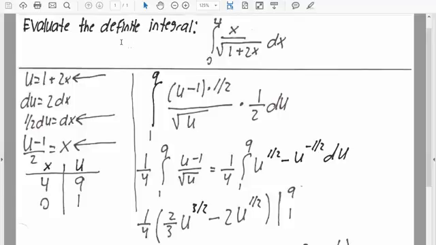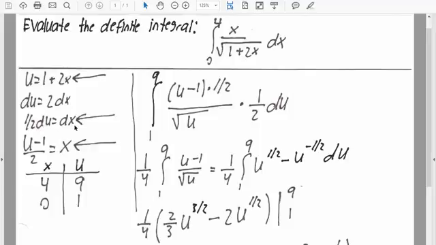Okay, in this question, we want to evaluate the definite integral. We have x divided by the square root of 1 plus 2x. We will use u-substitution, so we'll say u is equal to 1 plus 2x. The derivative of this would be 2 dx. And then we can say that 1/2 of du equals dx.